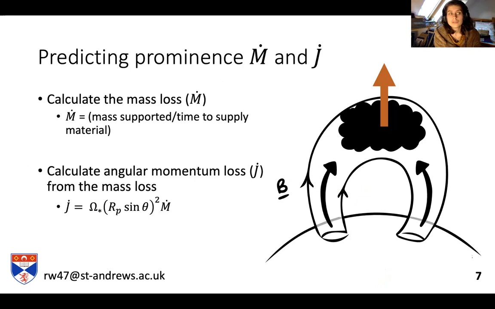The total mass loss from the prominences on a given star is just the sum of all the individual prominence mass losses. And this is calculated by using the prominence mass and its lifetime. And its lifetime is the time that it takes to supply that material to the stable point by a thermally driven wind. The angular momentum loss rate can be calculated from this too, using the mass loss rates and also the location of the prominences as well. So R_p and theta are the radius to the prominence and its latitude.